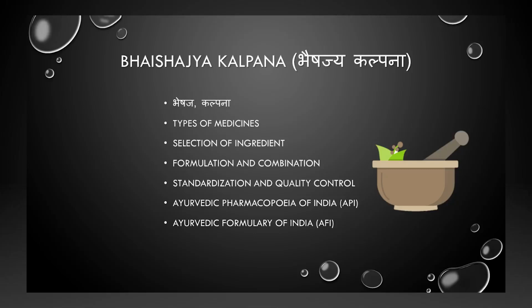Selection of ingredient. The formulation begins with the selection of an appropriate drug based on its therapeutic properties and compatibility with the patient's condition. Processing and purification. Mainly, ingredients require processing and purification to eliminate toxins, enhance the therapeutic properties and ensure their safety. Purification techniques are employed to transform the raw material into purified form suitable for medicinal use.